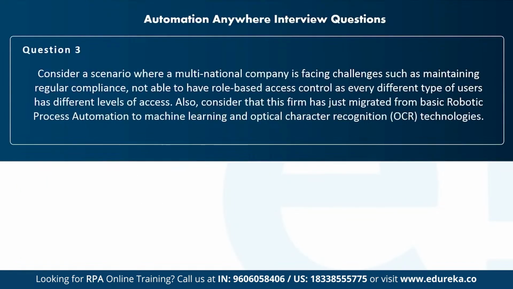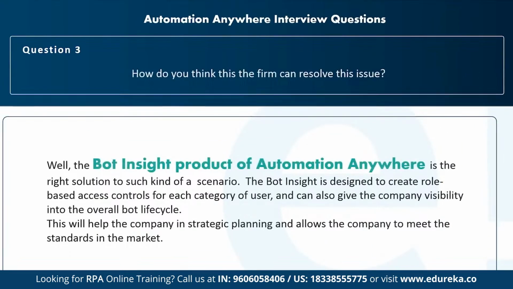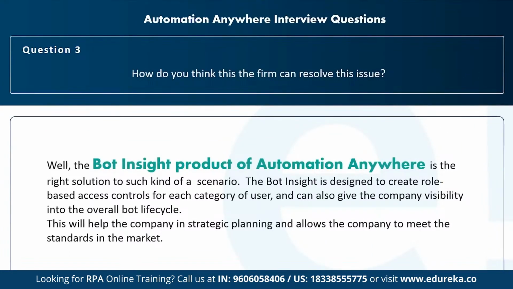Consider a scenario where a multinational company is facing challenges such as maintaining regular compliance, as they do not have the ability to maintain role-based access control, as every different type of user has different levels of access. Now also consider the fact that the firm has just migrated from basic robotic process automation to machine learning and optical character recognition technologies. Now how do you think the firm can resolve this issue of maintaining the regular compliance?